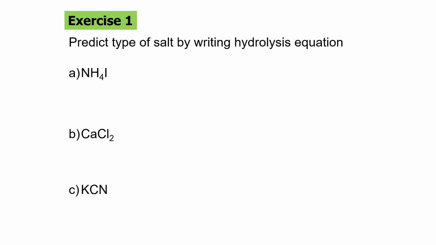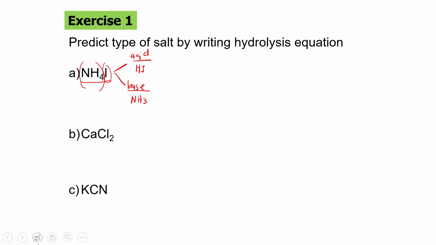This question is about to predict type of salt, okay, by writing hydrolysis equation. Semua ni salt, so yang dia bagi dalam soalan ni ialah salt. So kita perlu predict apa jenis salt tu, sama ada acidic, basic ataupun neutral salt. Okay, so NH4I come from acid and base. So acid ialah daripada anion, so I, so meaning HI. So kalau base datang daripada cation, so cation NH4, so base-nya ialah NH3. So NH3 and HI.